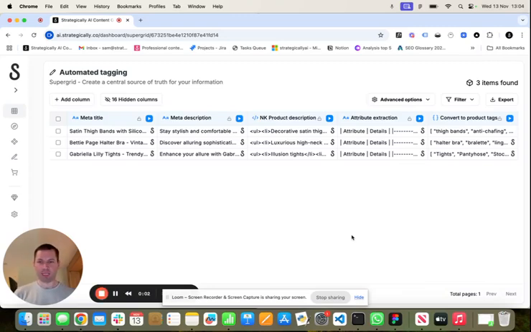Hey everyone, today I'm going to talk a little bit about attribute extraction and automatic product tagging. These two features on our platform are really heavily linked together, and they're critical for any e-commerce business looking to scale and improve their online search and their search on their website.